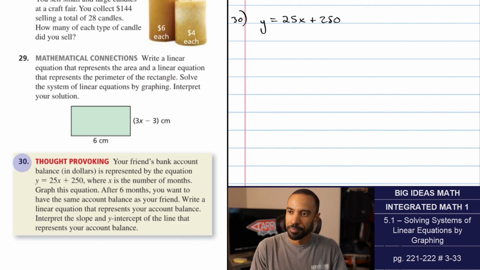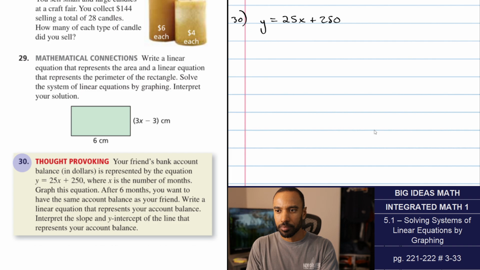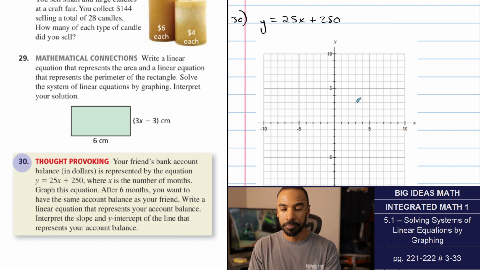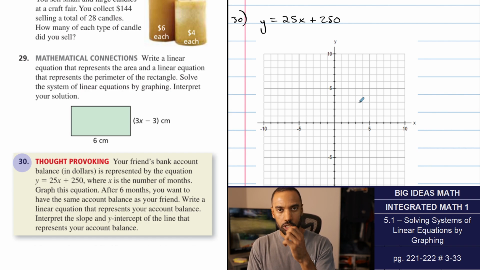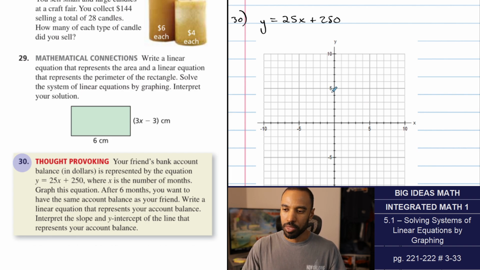Okay, I'm going to do this on here. Obviously, I have to change my scale. But if I go by 25s, no, I probably have to go by 50s. I'll go by 50s. So this is 50. So this is 250 right here. And then that makes this 500.